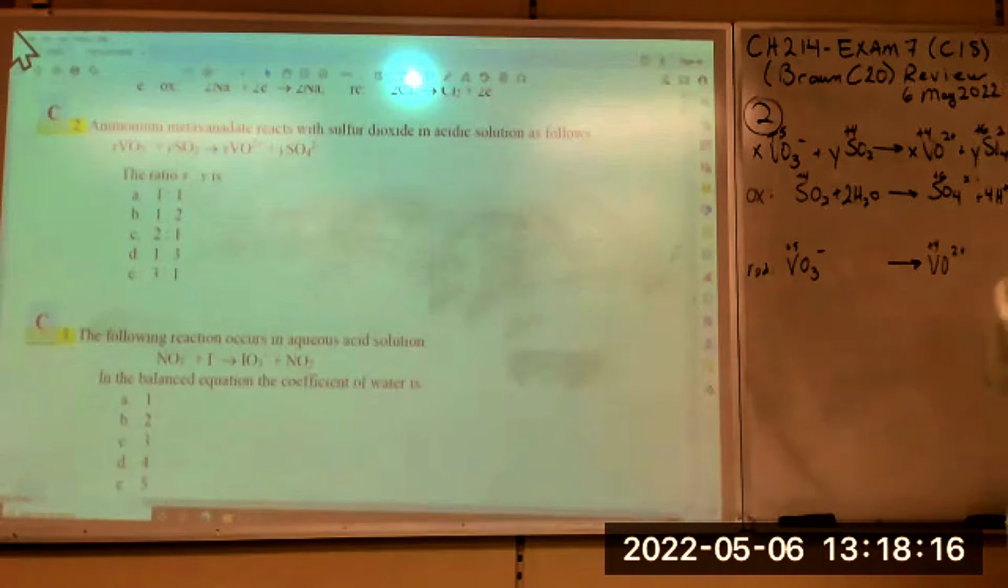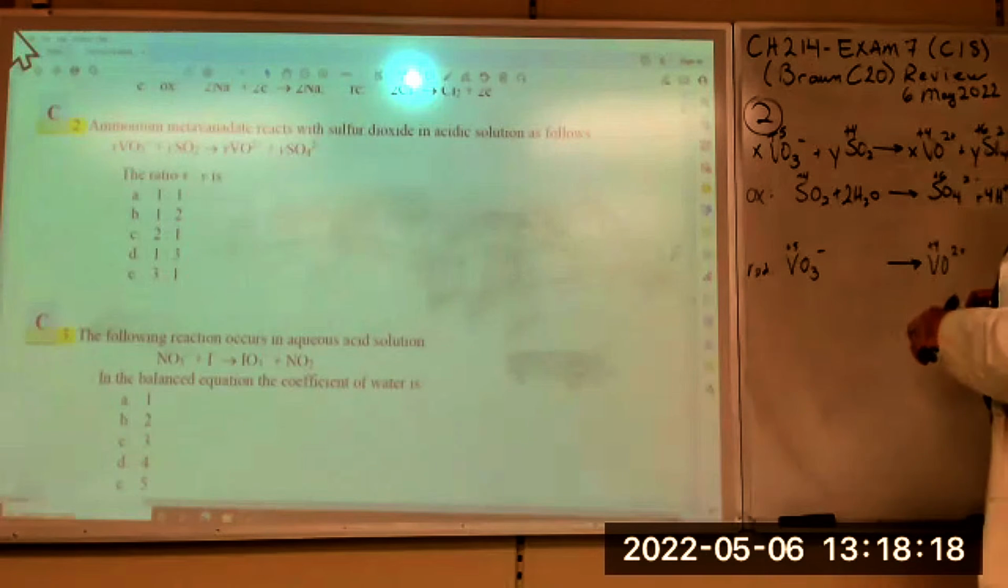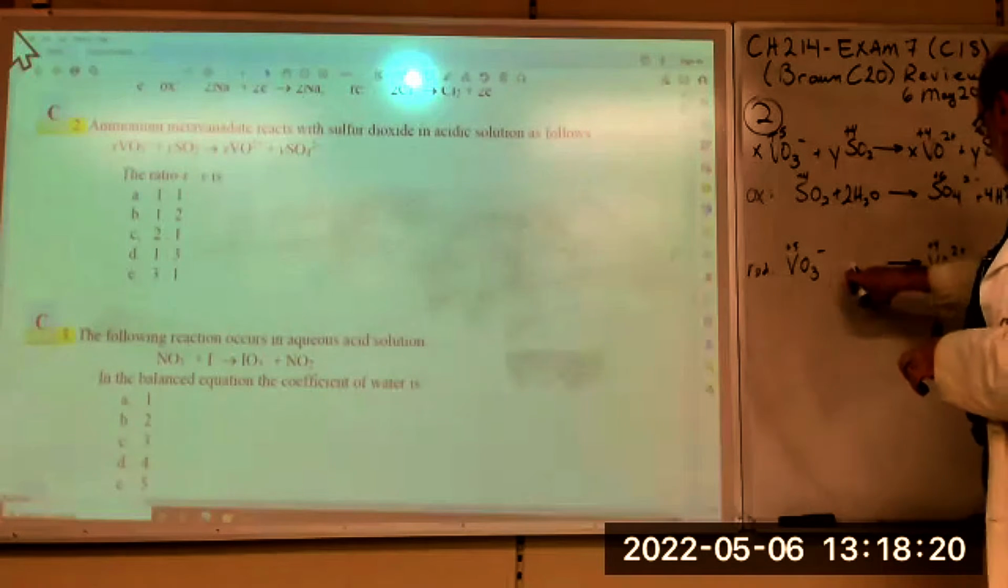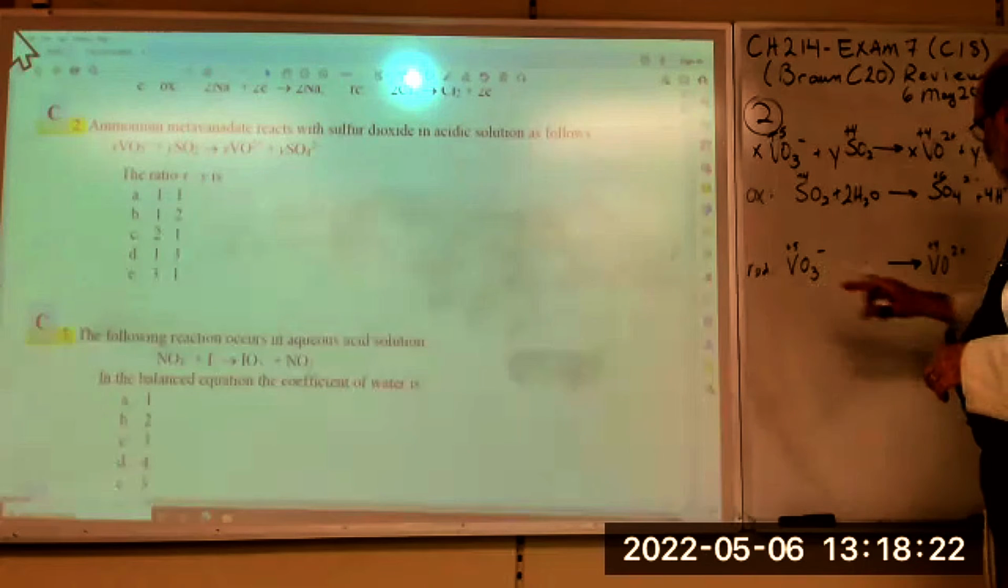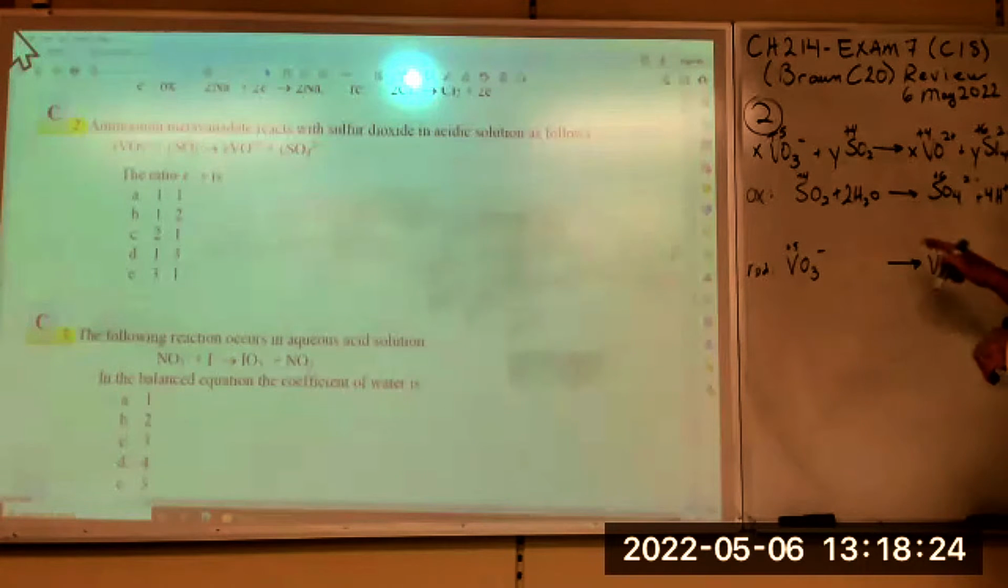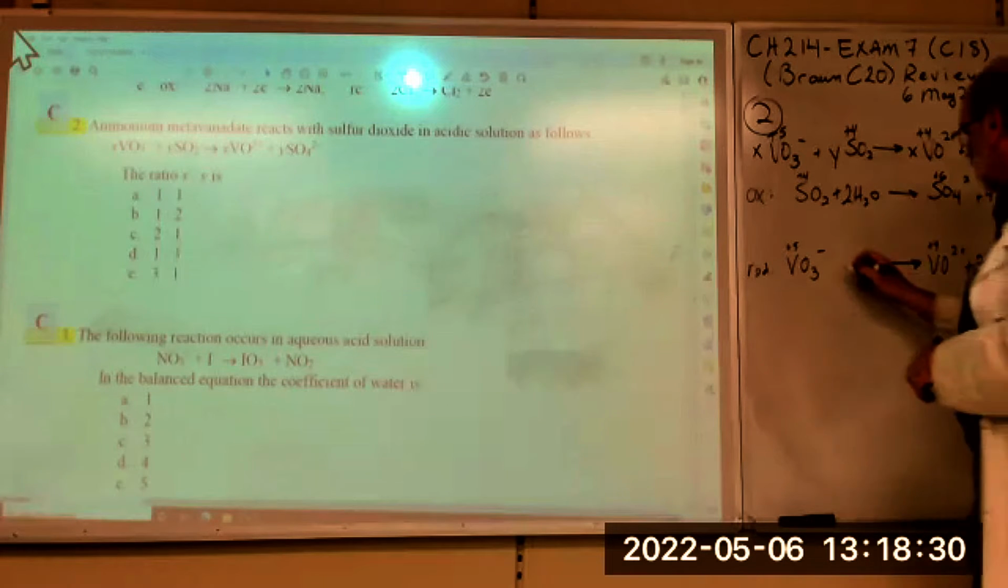Yeah, just barely. Okay, let's do that on this side. So we got 1 oxygen there, 3 there, so we need 2 more there. That means we've got 4 hydrogens on this side.